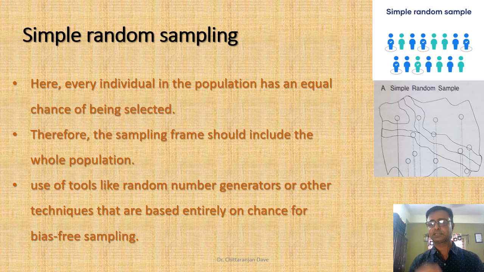You can see in the graphics above also that a few individuals are marked. They are randomly selected. So there are different colors, but when we pick up the sample, there is no bias involved.